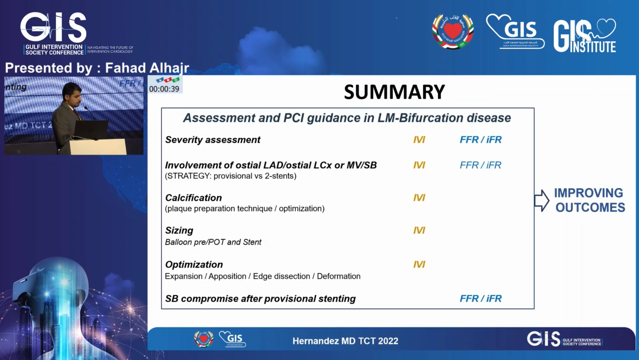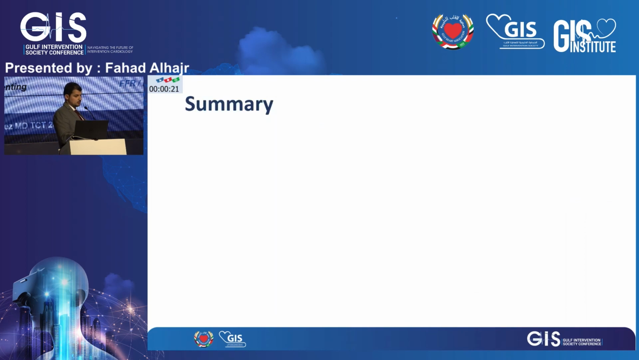Just to summarize, imaging is good for severity assessment, as well as the IFR. Involvement of the ostial lesion is well assessed by both imaging and IFR. Imaging is good for calcification, sizing, and optimization. However, for side branch compromise after provisional stenting, the way to go is IFR and physiology.